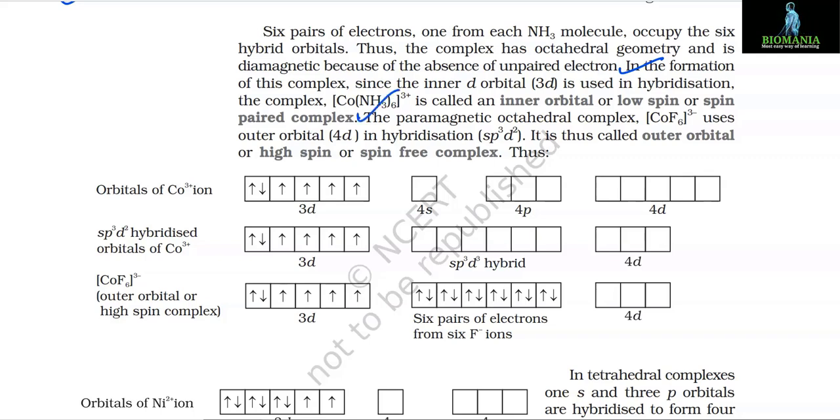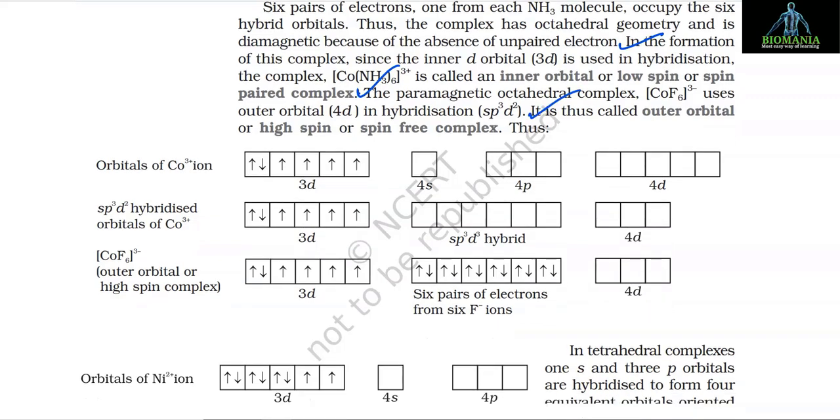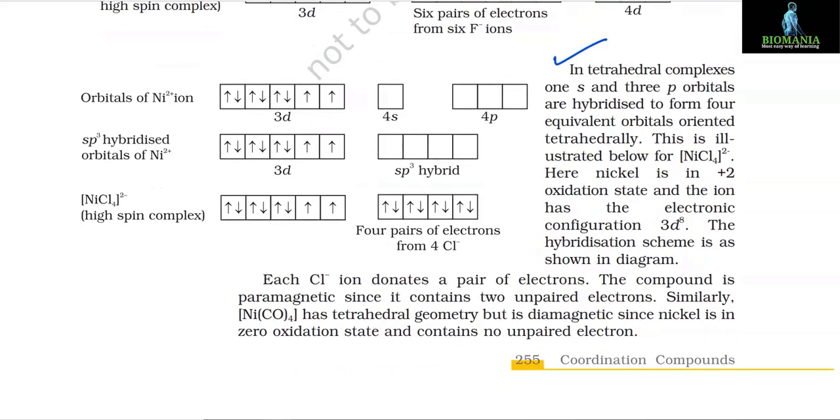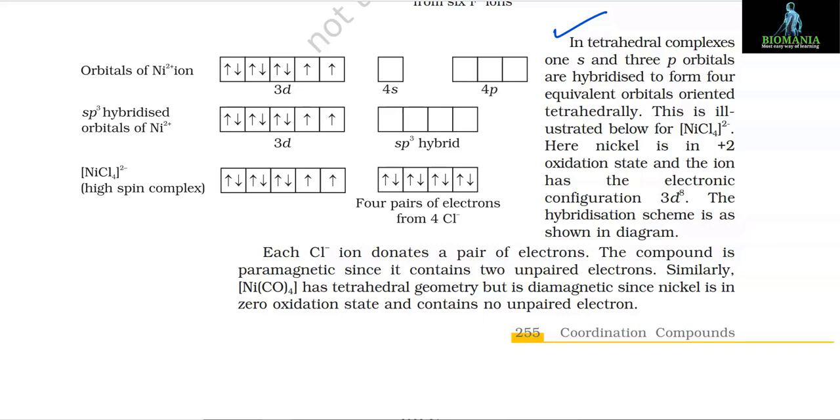The paramagnetic octahedral complex [CoF6]3- uses outer orbital 4d in hybridization (sp3d2). It is thus called an outer orbital or high spin or spin free complex. Thus, in tetrahedral complexes, one 4s and three 4p orbitals are hybridized to form four equivalent orbitals oriented tetrahedrally.